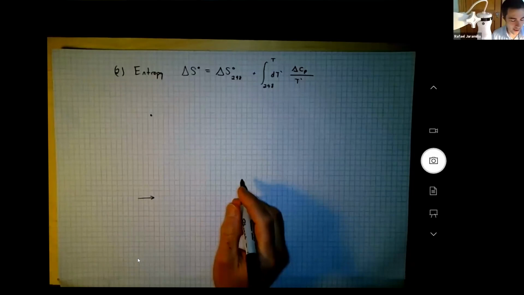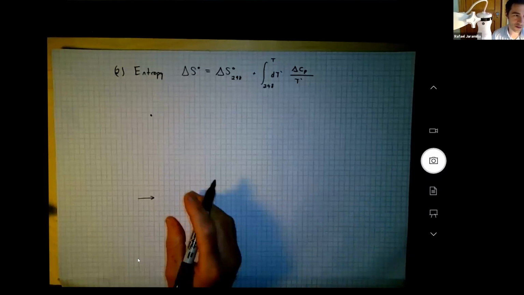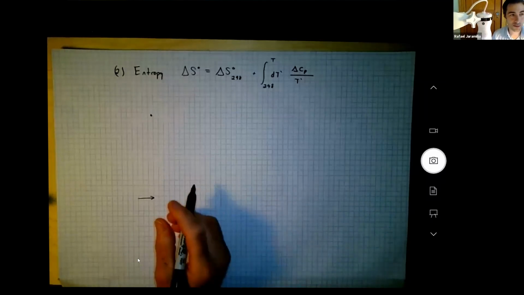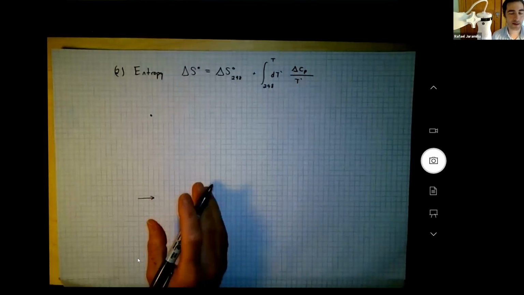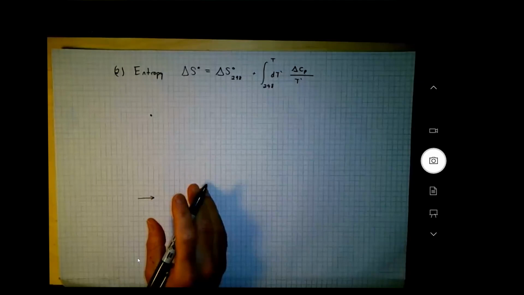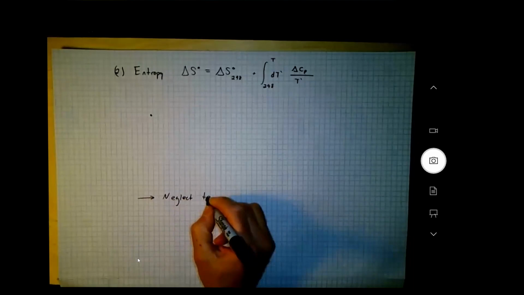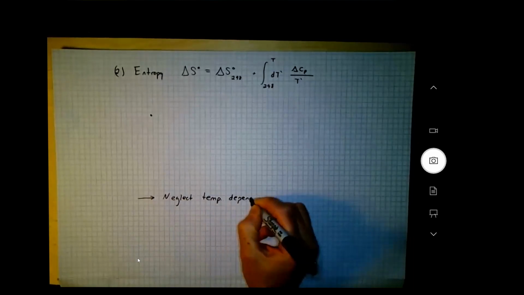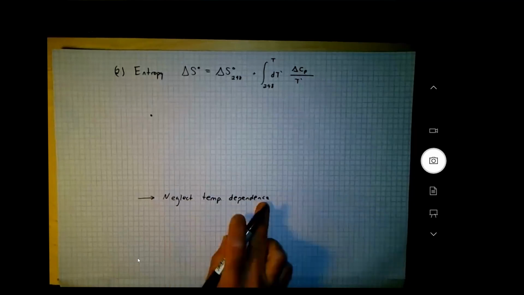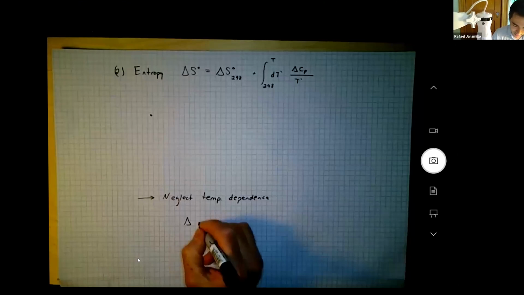I see. You're right that entropy values tend to be much smaller, but they're multiplied by temperature. So they do matter quite a lot, because the temperature number can get large. So we're not going to neglect it completely. I'll tell you, I'm sorry: we're going to neglect its temperature dependence. Before I write this, let me explain why we get to do that. So let me write: neglect the temperature dependence.